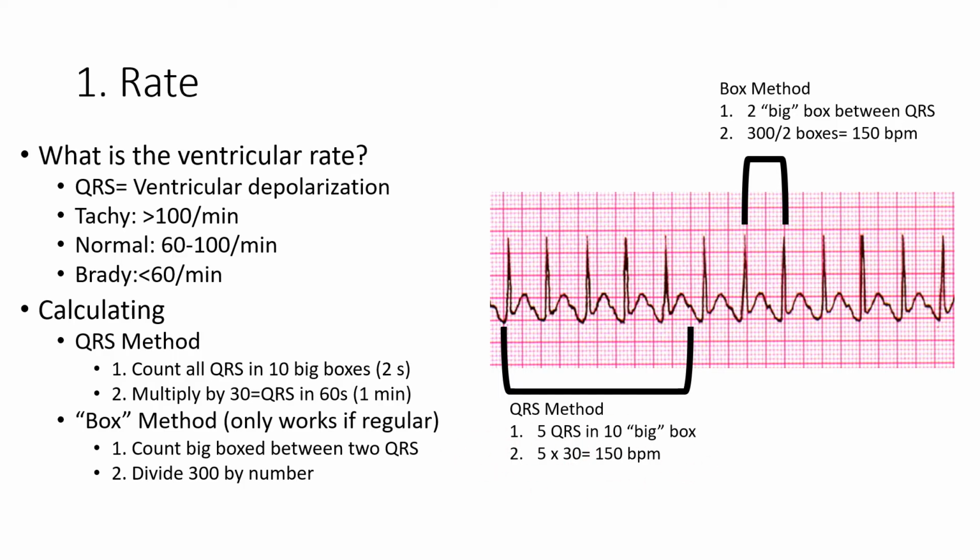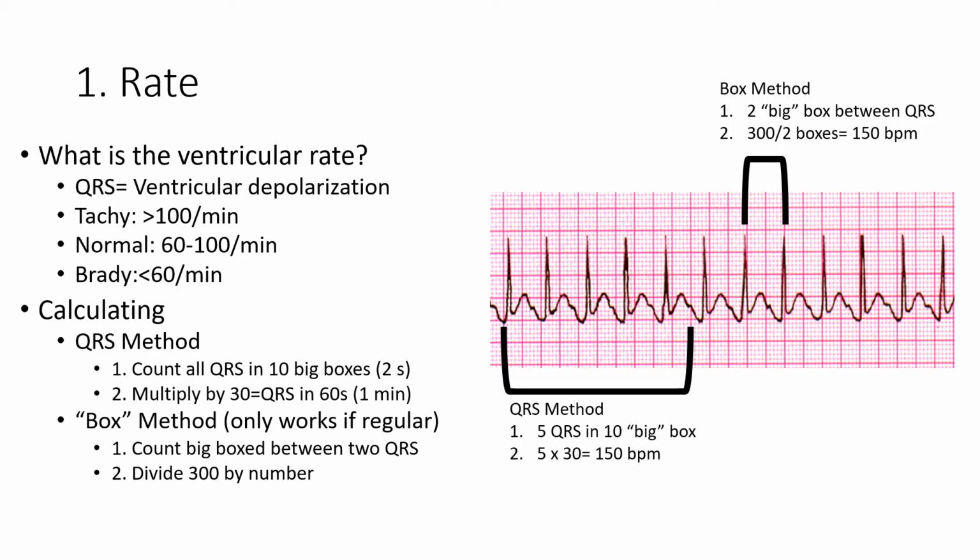Another method for calculating the heart rate is the box method. Find a QRS that lines up on a big box. Calculate or measure the number of big boxes between that and the next QRS. Take that number and divide 300 by it, and that will also give you your heart rate. This only works if the QRSs are occurring at regular intervals, meaning the distance between each QRS is the same each time. We'll talk about regular or irregular intervals in just a moment.